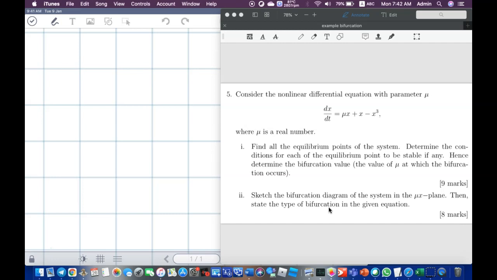Where we have done sketching the saddle-node, transcritical bifurcation, and also the pitchfork bifurcation. For today we have no idea at the moment what type of bifurcation we have. So firstly, just like we did in the previous example, we have to look at the equilibrium points for the system, but in terms of mu.